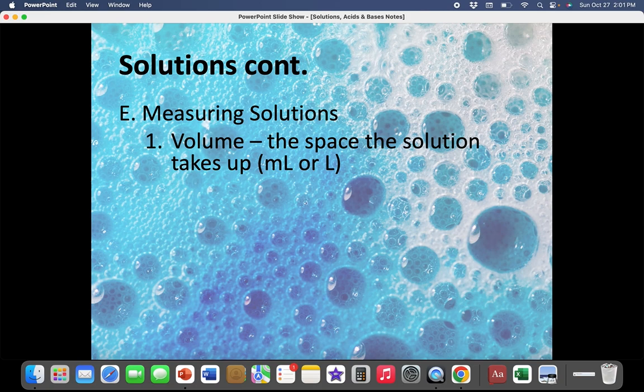So a solution, remember the definition of volume is the space that the solution takes up. We're often measuring that in metric units of milliliters or liters. And remember, a milliliter is a very small amount, about the size of a cubic centimeter, and a liter is a little bit bigger. Think half of a 2-liter bottle of pop.